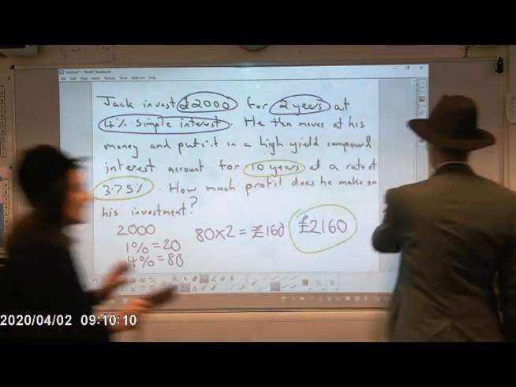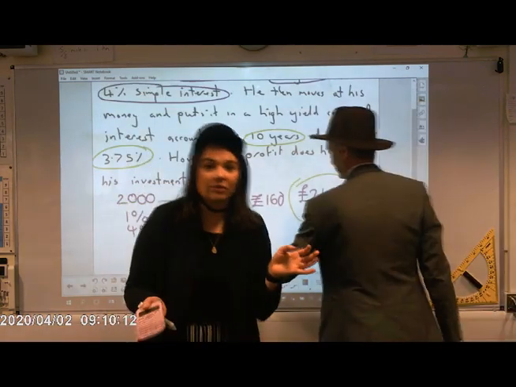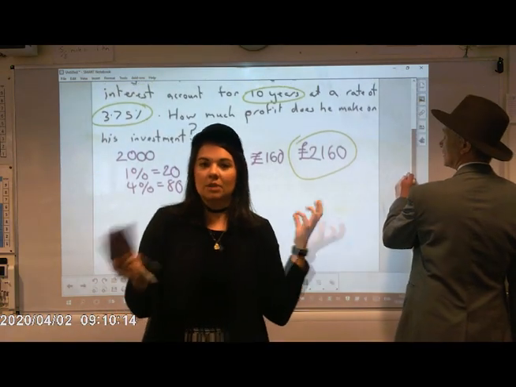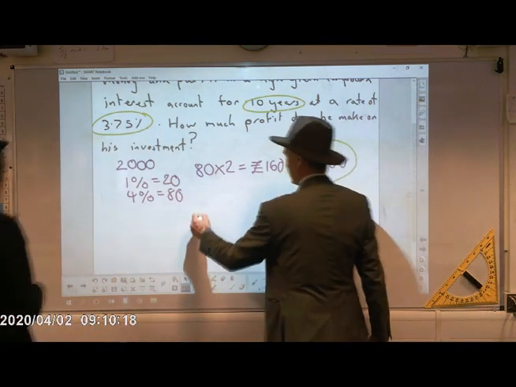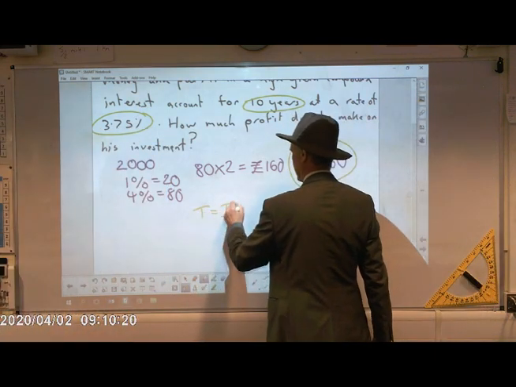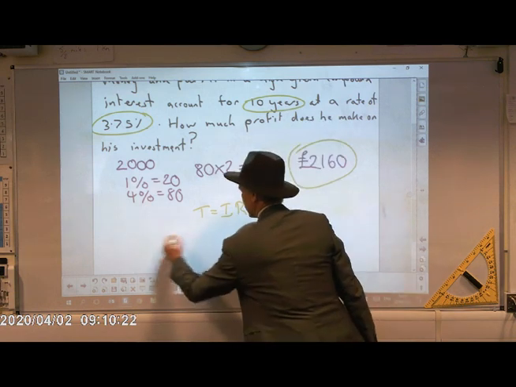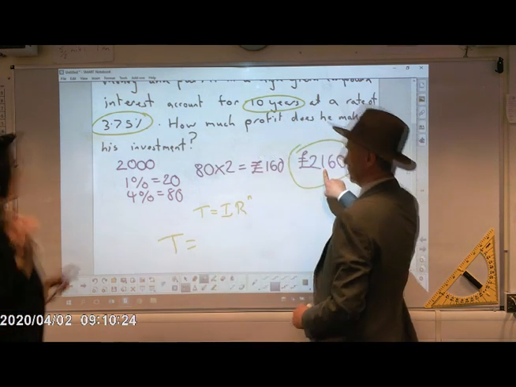Because he's now going to take that money. He's not going to start again with the 2,000. He wants to make as much money as possible, so he's going to take that money and move it into the new bank, because he wants to make his money, and you can make a lot of money through doing this.